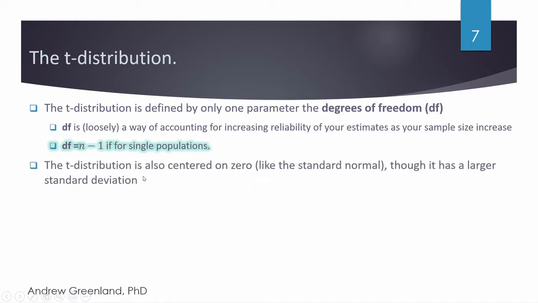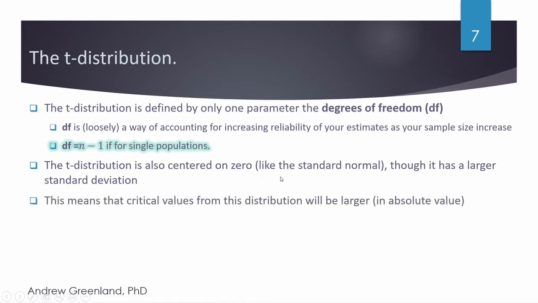Now, just like the standard normal distribution, the t distribution is also centered on 0. It's symmetric around the mean. The mean is equal to the median. All these properties look the same. However, the standard deviation here is larger and a function of the degrees of freedom, so that as the degrees of freedom get larger, the t distribution gets closer and closer to the standard normal distribution.